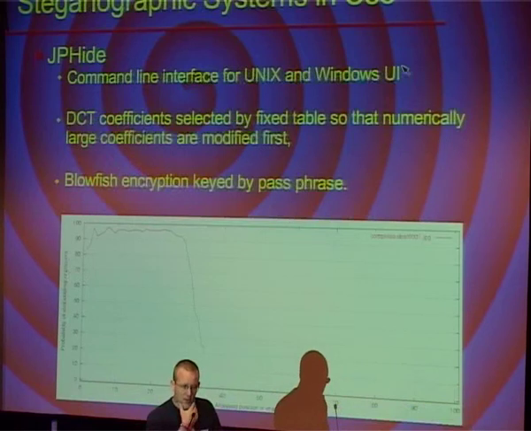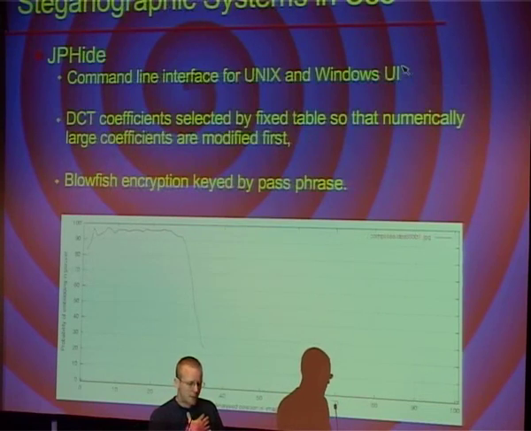Well, for JP-Hide, this is slightly different. I had some difficulties at first to figure out how to detect that. It's a command line interface available for Unix and a slightly more sophisticated version for Windows. And these DCT coefficients are selected by a fixed table. This fixed table takes coefficients that are numerically high, because the author figured these numerically high coefficients would vary more in their statistical bits. And everything is encrypted with Blowfish. We'll see that we can detect this very easily.